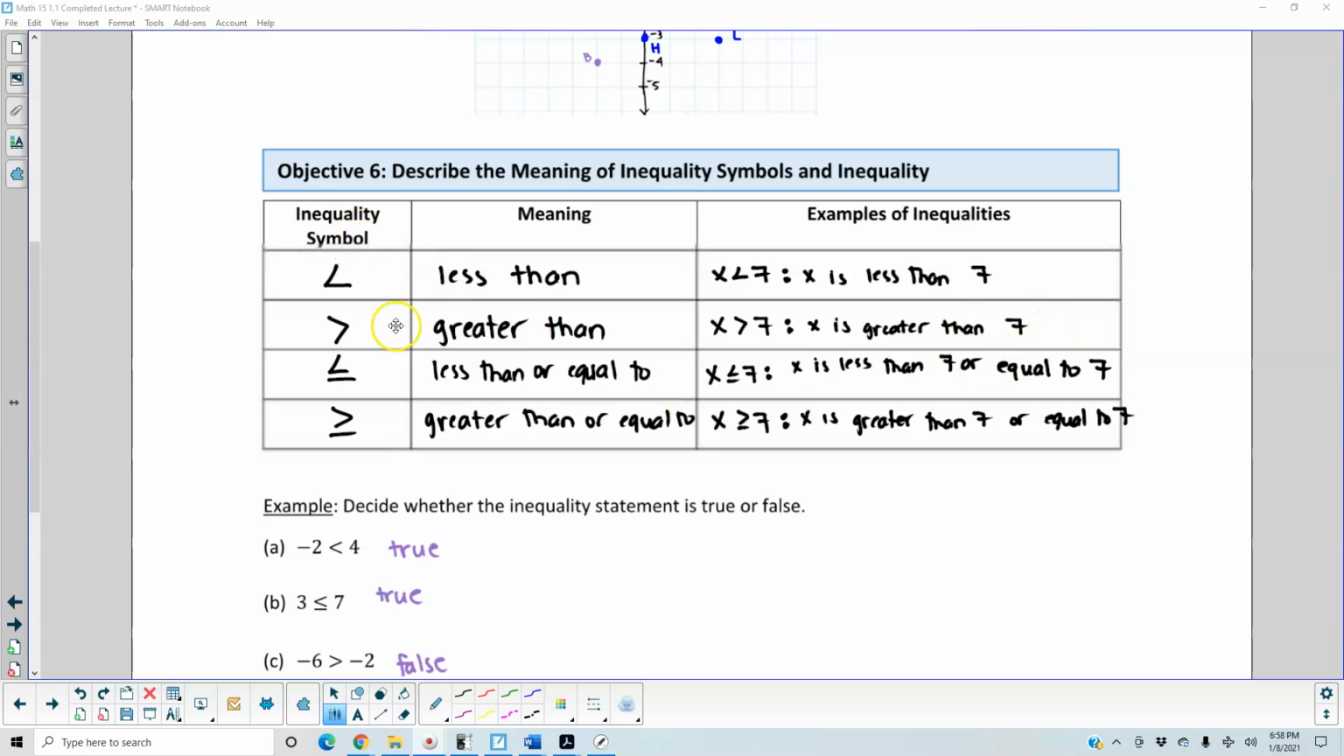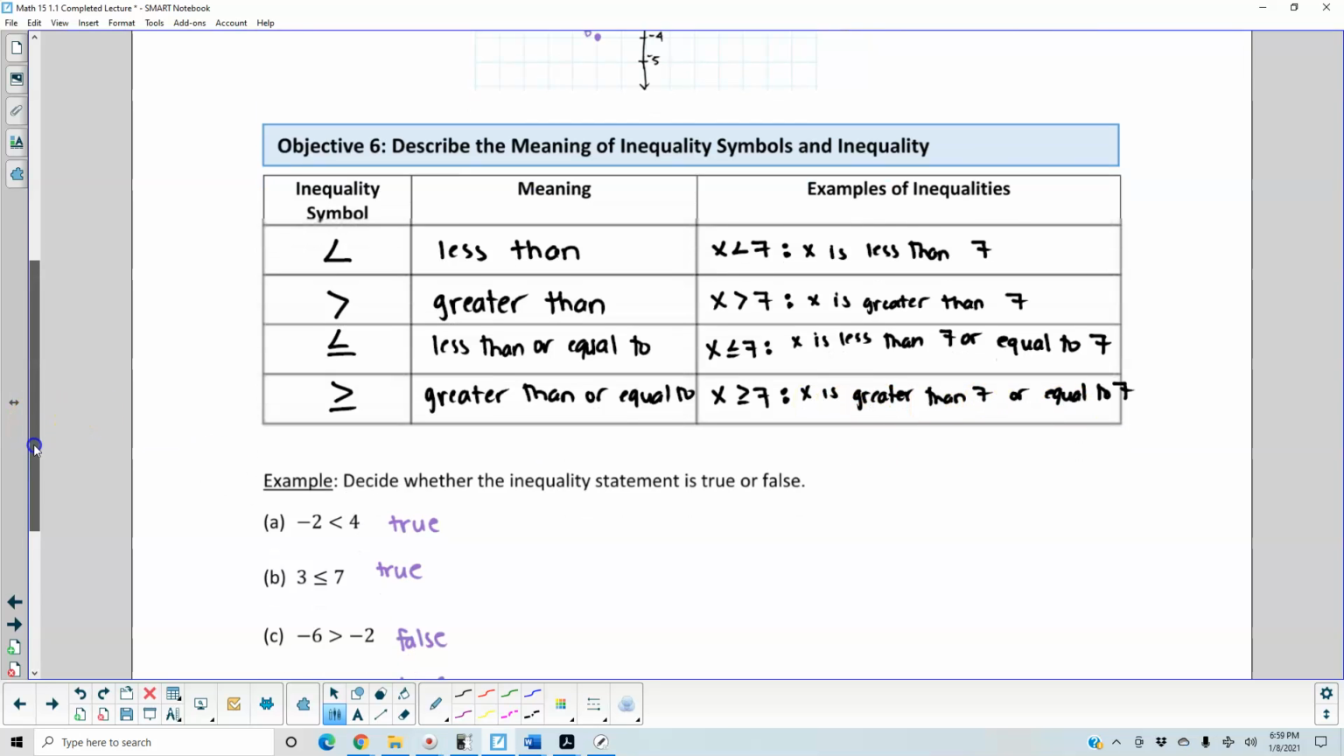The next inequality symbol is the less than or equal to. So the arrow is pointing to the left with a line underneath it. That means it's less than or equal to. So x is less than or equal to 7, which means that x is less than 7 or equal to 7. The last symbol here has the greater than sign pointing to the right and the line underneath it. So that's greater than or equal to. X is greater than or equal to 7. Therefore, that means x is greater than 7 or equal to 7.